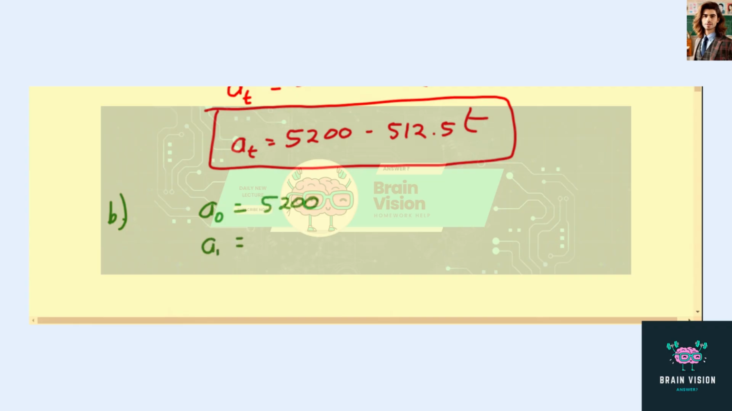Now, to find the value after 1 year, we can substitute 1 in for T. So we'd have 5,200 minus 512.5 times 1. Well, 512.5 times 1 is still 512.5, so 5,200 minus 512.5 is equal to $4,687.50.